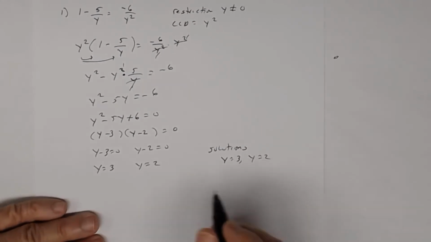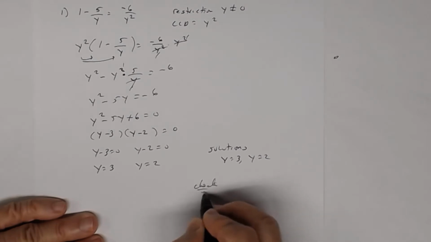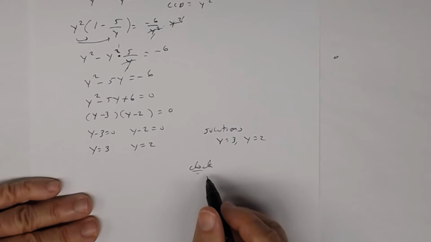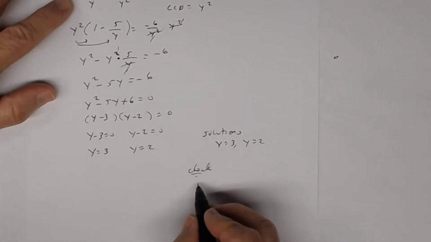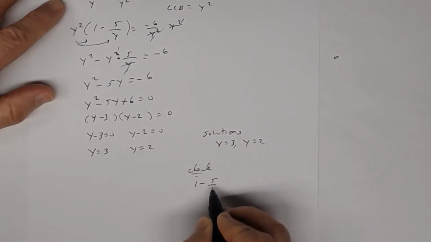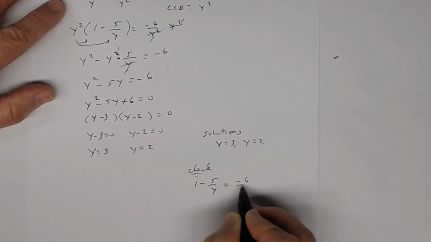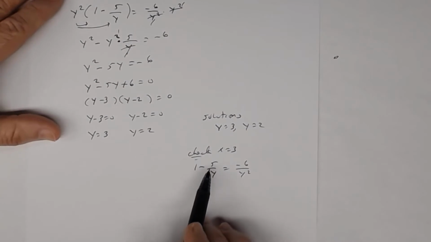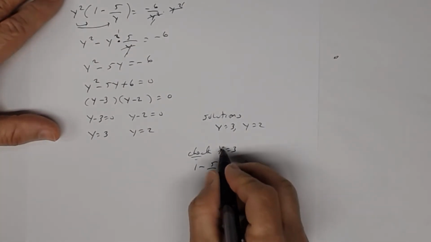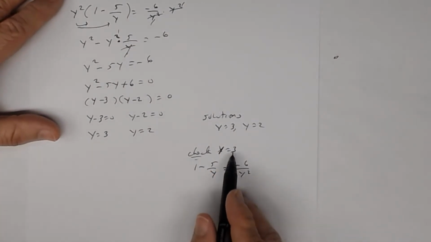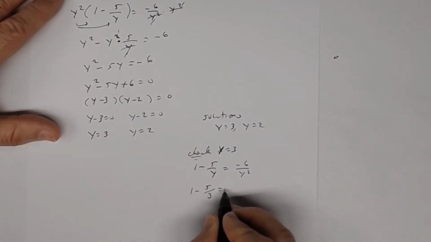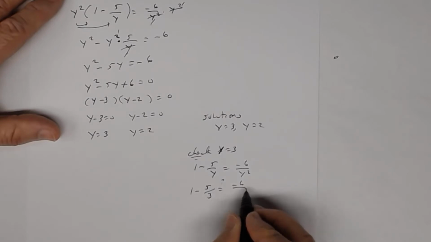All right. And you can always check. So if you want to check, always go back to the original. Now, I'm not going to have time to check all of these, but just remind yourselves how to check this. Here's the original. So the original is 1 minus 5 divided by y equal negative 6 divided by y squared. So let's check the first one, y equal 3. So in place of y, I'm going to substitute 3. So I got 1 minus 5 divided by 3. And we see that's going to equal negative 6 divided by 3 squared, which is 9.